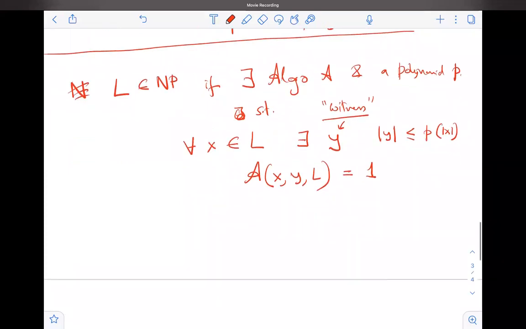Now this is very careful. What happens if it is not in L? And for every x that is not in L, there is no solution. There's a problem that has no solution.